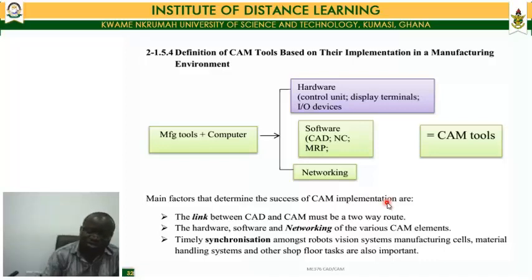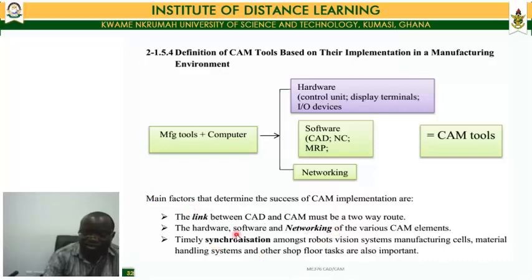Now the hardware, the software, and the networking of the various CAM elements have to be in place. So of course, you have your CAD software, you have a computer. Of course, you have a CAM software, you have your manufacturing tools, and the same computer, but you need the networking of the various CAM elements.